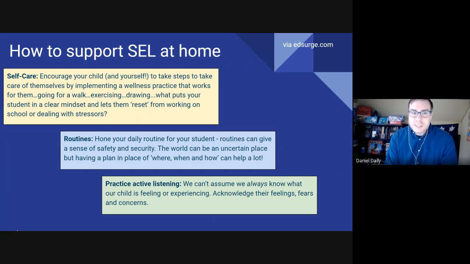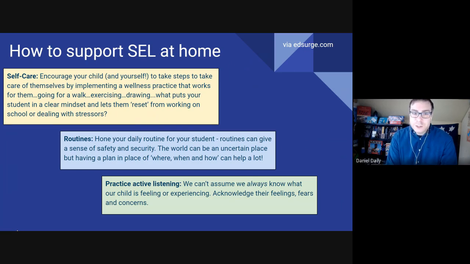So first one would be self-care. Encouraging your students to take steps to take care of themselves, implementing a wellness practice that works for them, going for a walk, exercising, drawing, whatever helps them to get into a clear mindset. Really encourage them to have time set aside each and every day for that.